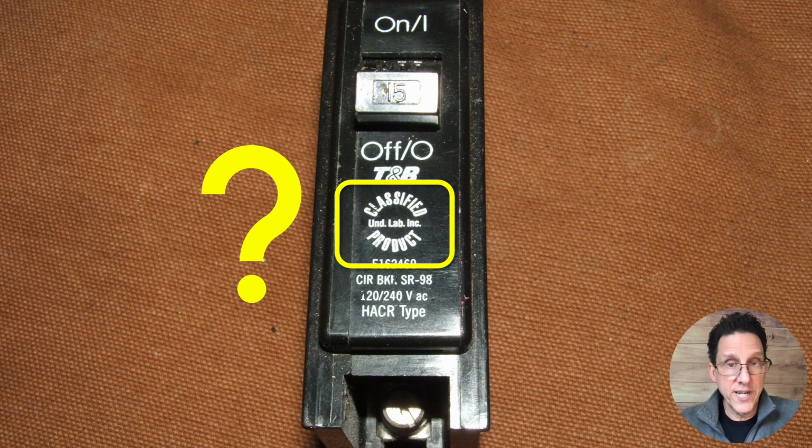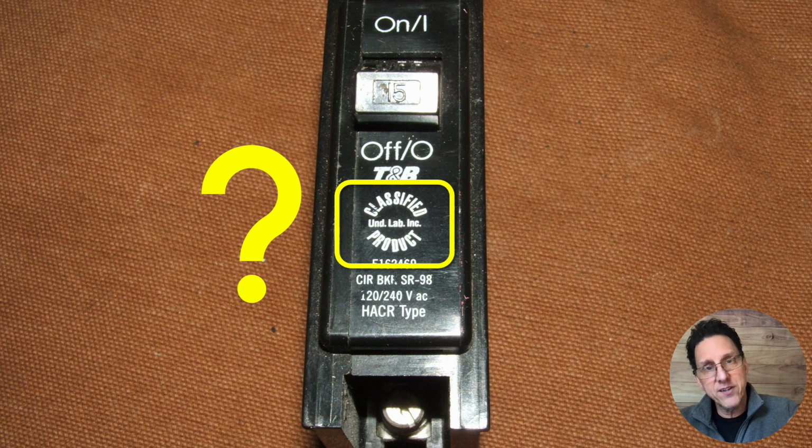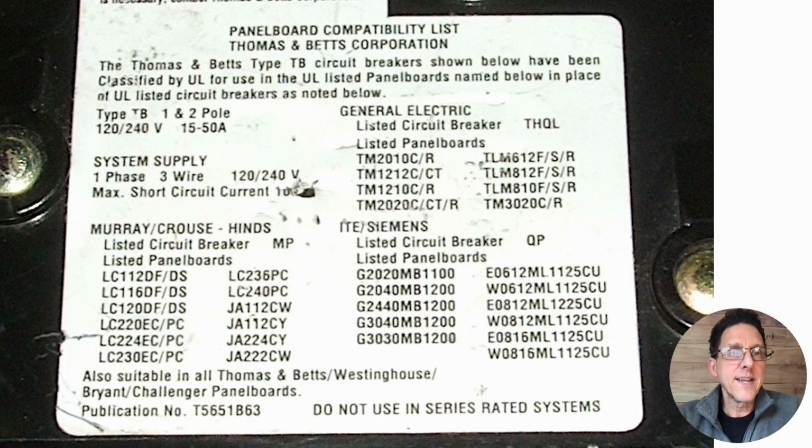So this is a classified breaker, and I'm going to flip the breaker on its side, and there's a label there that provides all kinds of information on how we can use and install this breaker. So on the side of that breaker, it says this breaker is UL classified for use in the UL listed panel boards named below in place of listed circuit breakers, right? So this T&B breaker can be installed in other manufacturers' panel boards. Cool. It's specifically tested for that. So classified means it's tested for basically a specific function, if you will. That's probably the best way I can explain it.